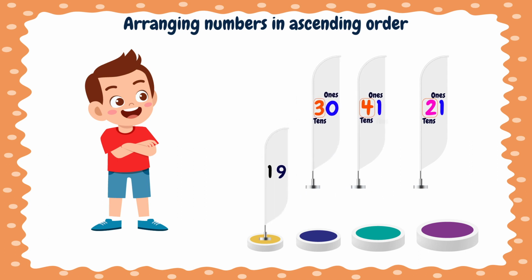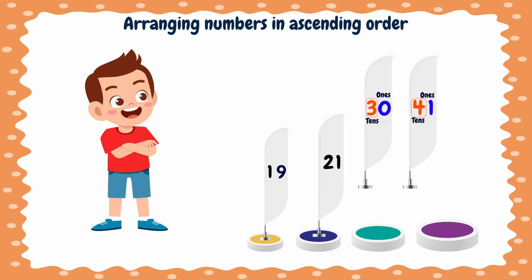Now we have 2, 4, and 3 in the tens place. Which number is the smaller one? Number 2. Well done. So the number 21 is the smallest. So we will put this flag here after the number 19.